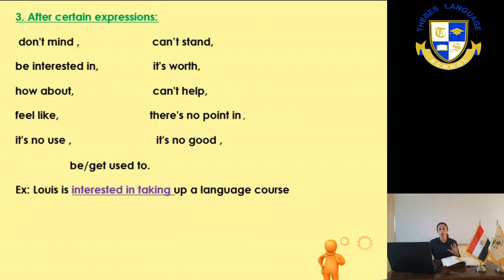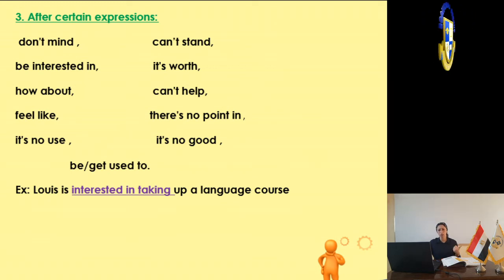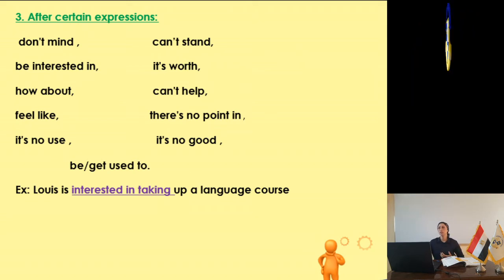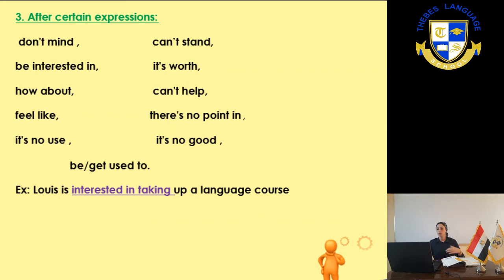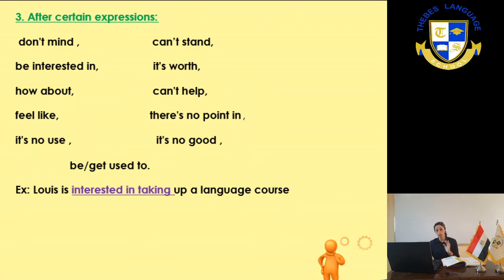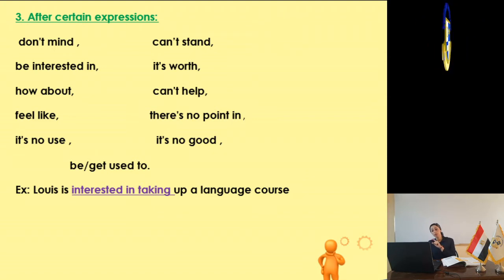After these expressions, we should use verb plus ing. For example, don't mind. I don't mind going with you to the club, for example. Can't stand. I can't stand talking with her. Be interested in. It's worth. How about? Can't help. Feel like. There is no point in. It's no use. It's no good. Be or get used to. For example, I can say Luis is interested in taking up language courses.